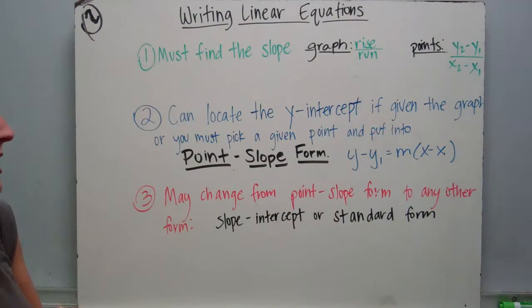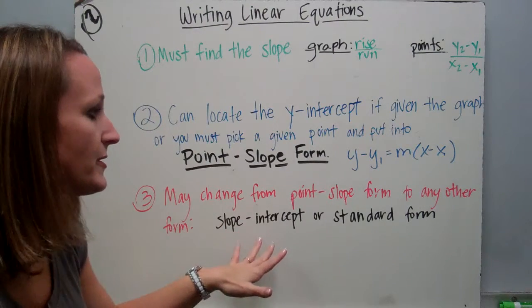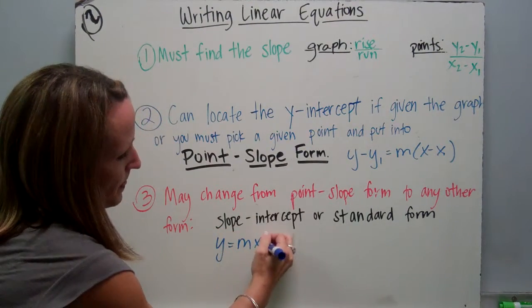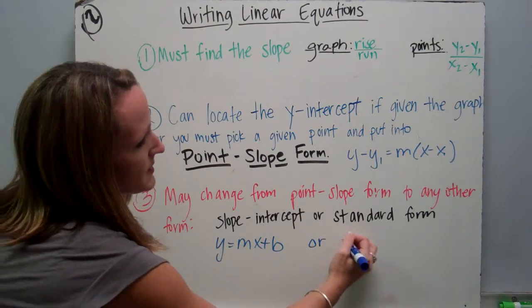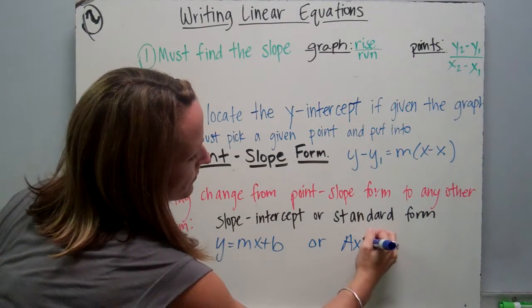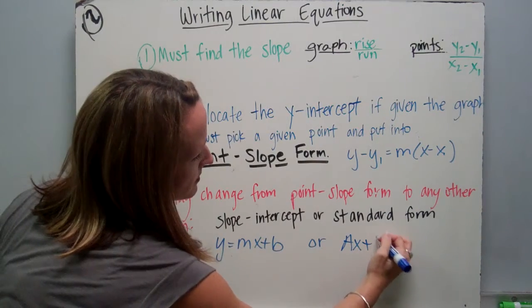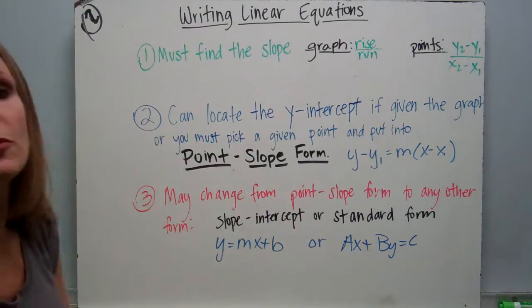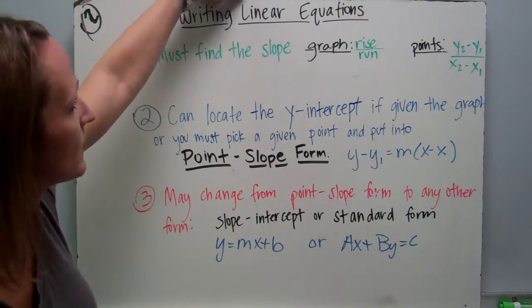Or you can change it from point-slope form into any other form, such as slope-intercept, which would be this one, or standard form. So we can work from these 3 forms, moving back and forth between each other.